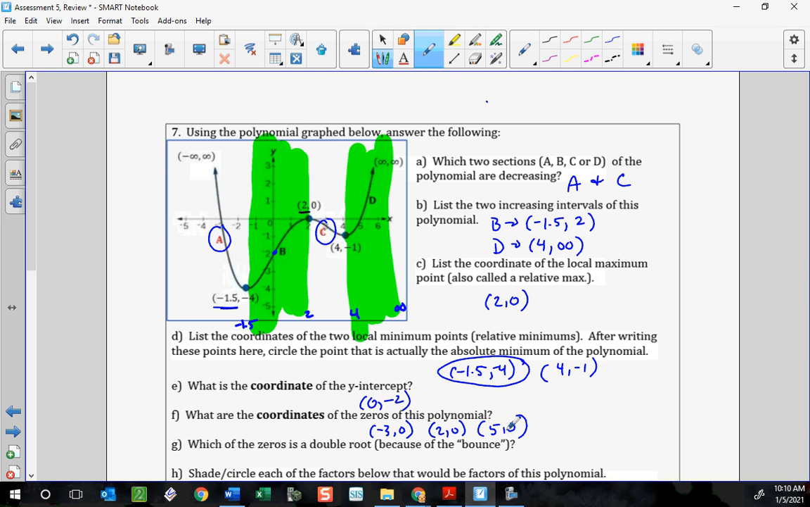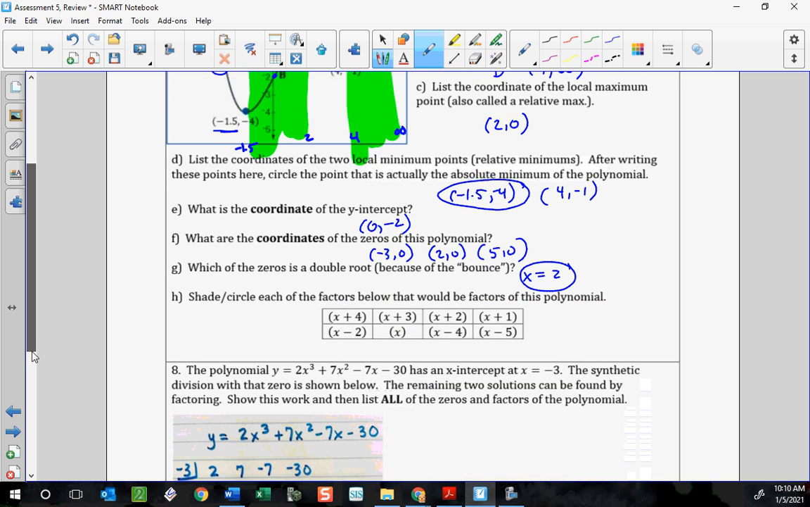Which of these zeros is a double root because of the bounce? The double root is right here. Remember, it's bouncing off of 2 and going back away from that. So the zero at 2, or you could have written (2, 0), whatever, but 2 is a double root in this problem.